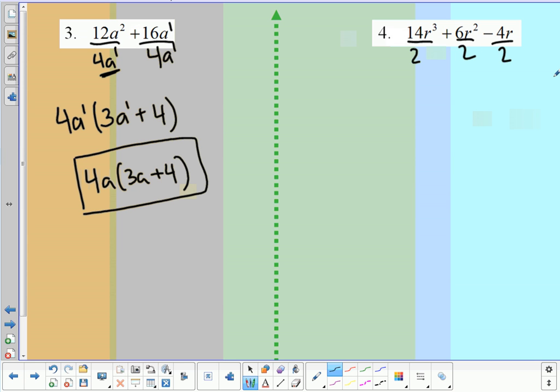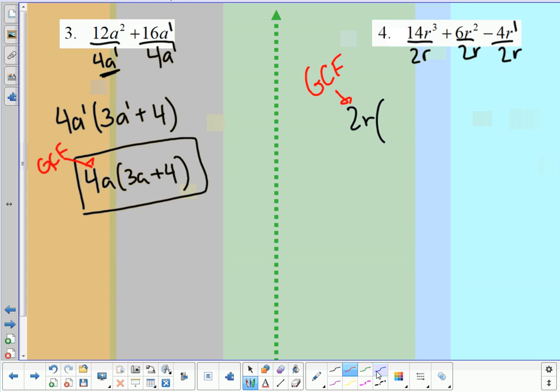And then when I look at the variables, I have r to the third, r squared, and r to the first. And so the largest that I can take out is just r to the first. So that 2r is going to come out front. That's the GCF, by the way. That's my GCF that I'm taking out. Over here, the 4a was the GCF.